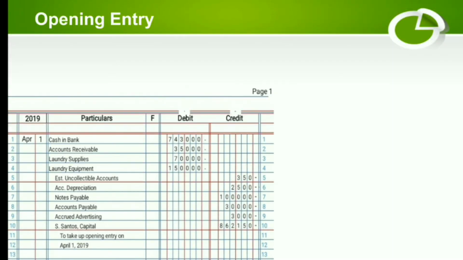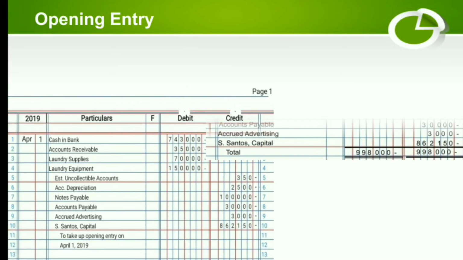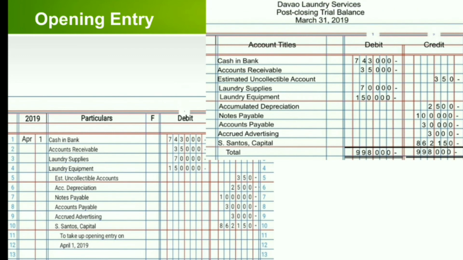And here's now the opening entry of Davao Laundry Services on April 1, 2019. This is based on the post-closing trial balance that we previously prepared. So basically, yung ginawa lang dito is kinopya yung mga account titles and its corresponding balances. And then, ino-observe lang yung proper way of recording debit and credit. For the estimated uncollectible accounts of 350 pesos credit here in the post-closing trial balance, if you notice, it is written after the accounts receivable.